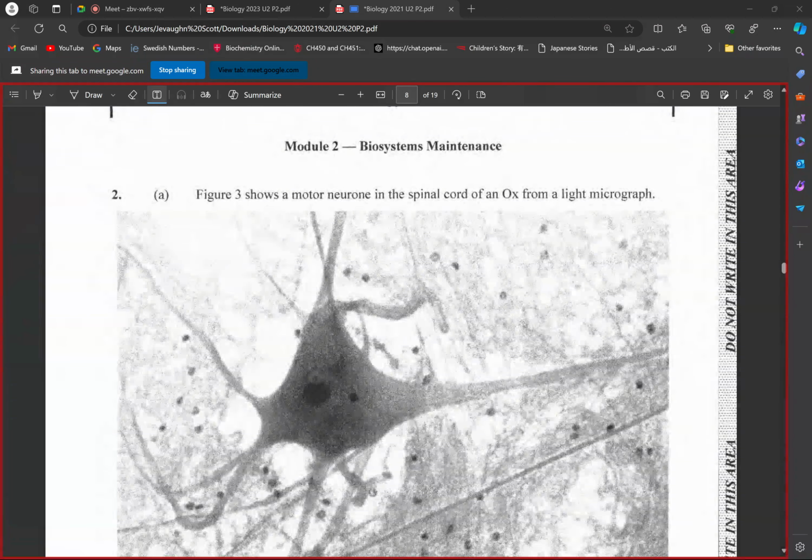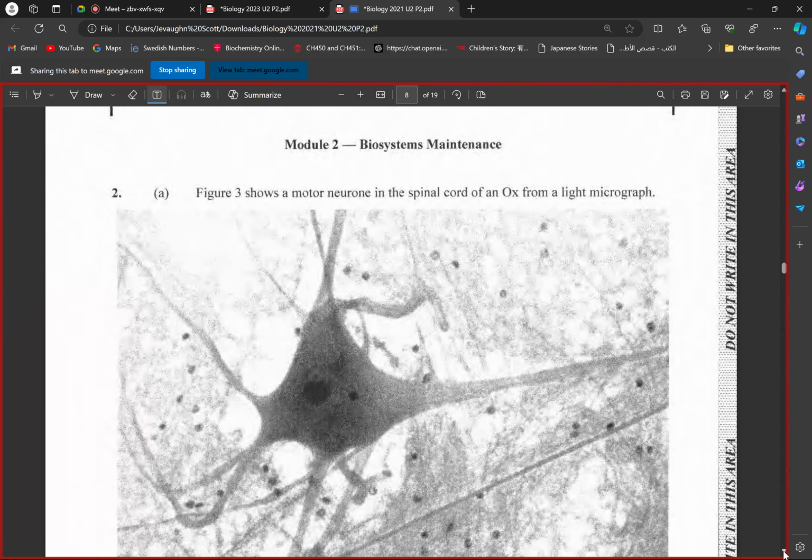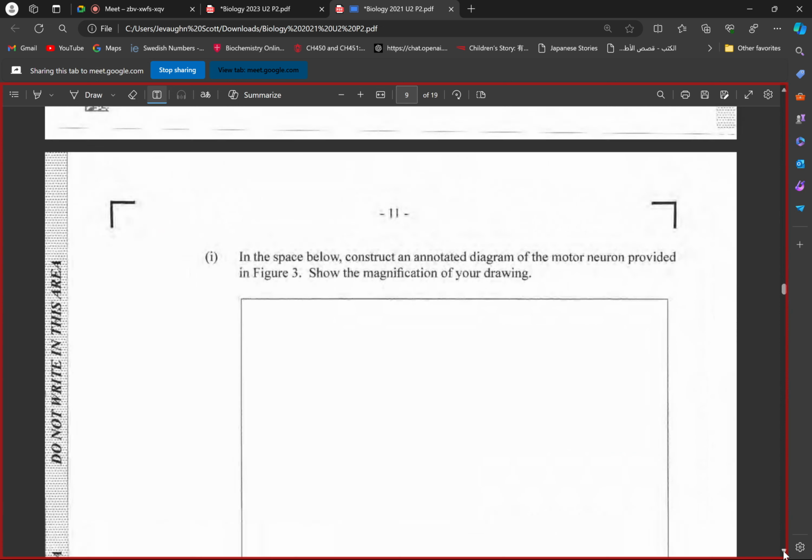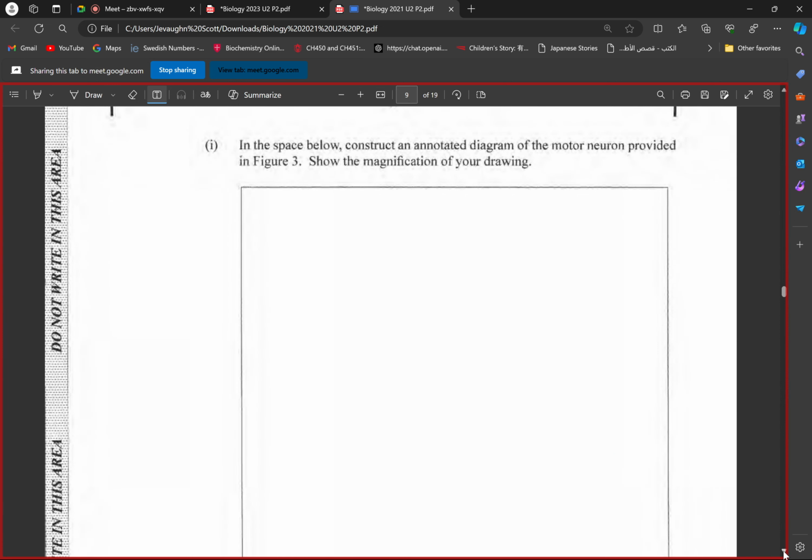All right. So module two, the biosystems maintenance. We're looking at the motor neuron in the spinal cord of the ox, a light micrograph there. All we're supposed to do is reproduce the diagram, an annotated diagram of a motor neuron.